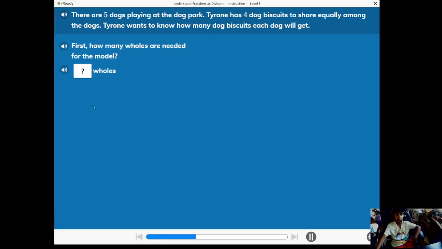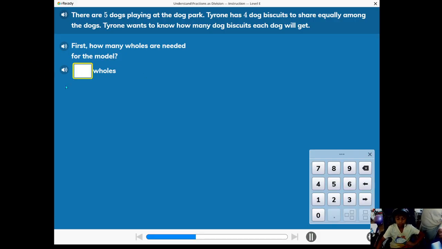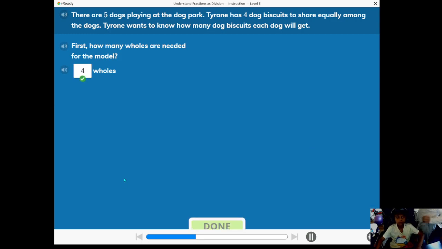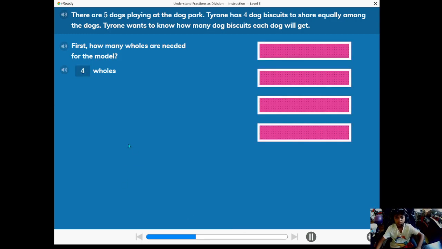There's five dogs playing at the dog park. Tyrone has 4 biscuits to share equally among the dogs. Tyrone wants to know how many dog biscuits each dog will get. First, how many holes are needed for the model? 4. The model shows 4 holes to represent the 4 dog biscuits.